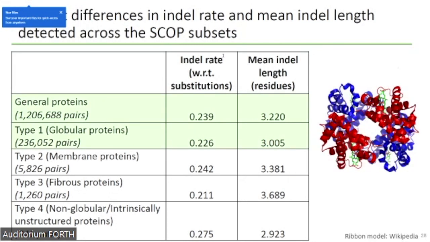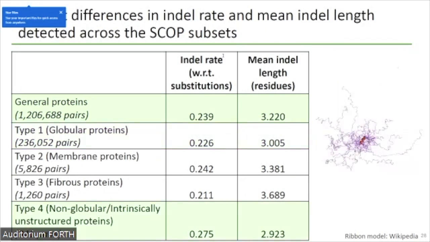What I find are some biologically intuitive results, such as that these type 1 globular proteins tend to have a lower indel rate and also a lower mean indel length, which makes sense because these globular proteins are under much more biophysical constraints to not change. On the opposite end of the spectrum, these non-globular, unstructured proteins have a much higher indel rate, but also a slightly lower mean indel length, which makes sense because they're not under the same sort of constraints and can freely and maybe more easily accumulate indels.